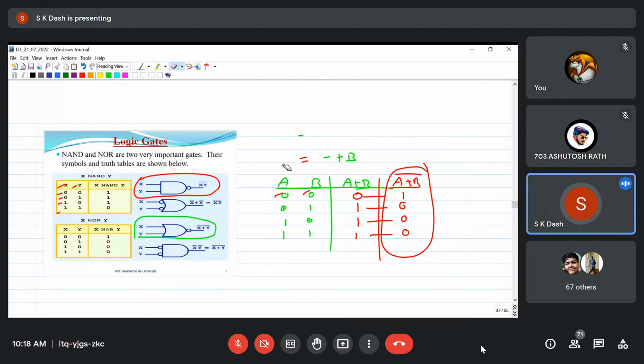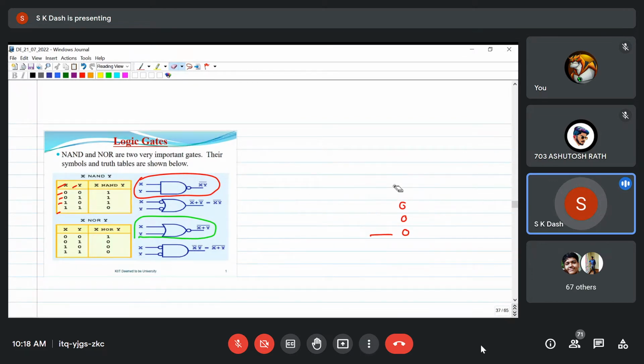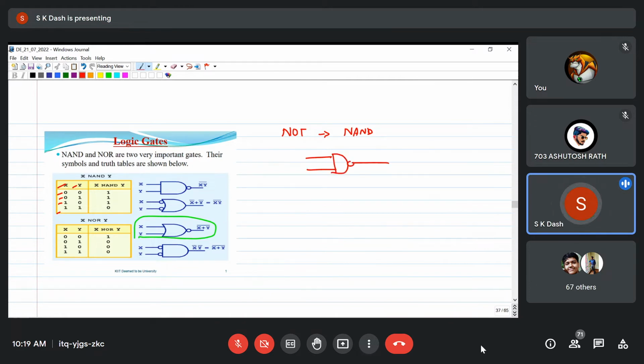Now let us see why it is called a universal gate. It is called a universal gate because using this we can implement all other basic gates. Now suppose I want to implement a NOT gate with the help of NAND. Then what can we do? In NAND gate, two inputs are there, suppose x, y, this is x dot y whole bar. In NOT gate, how many inputs are there? One input.